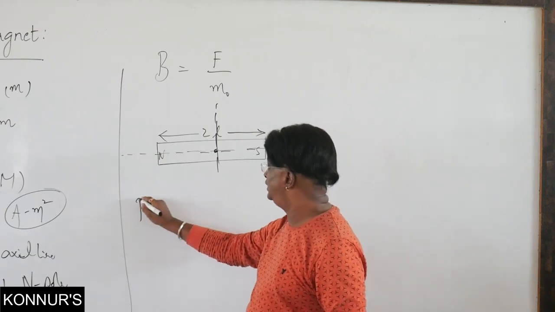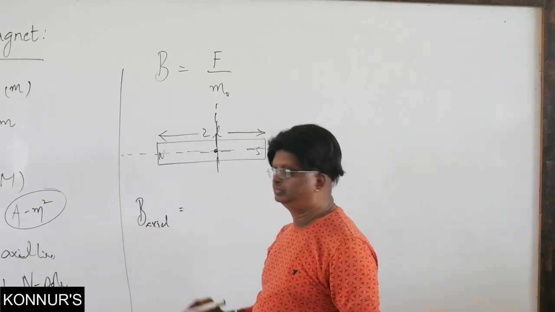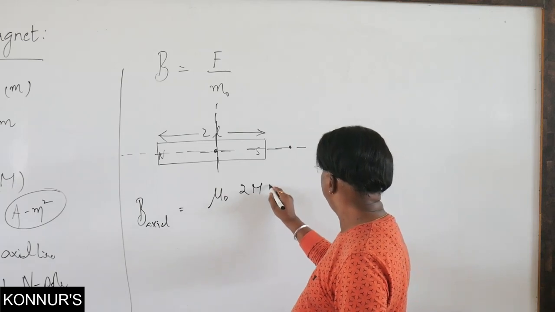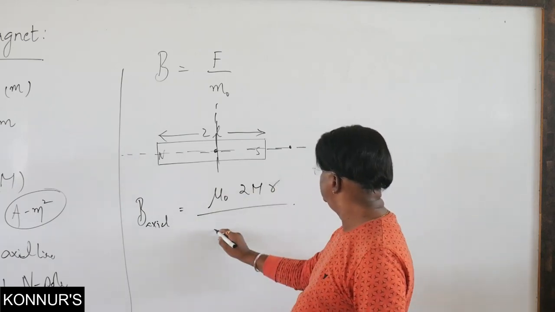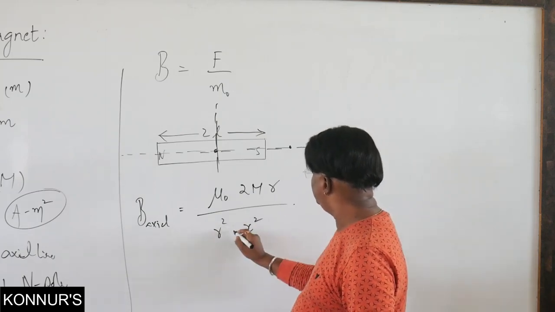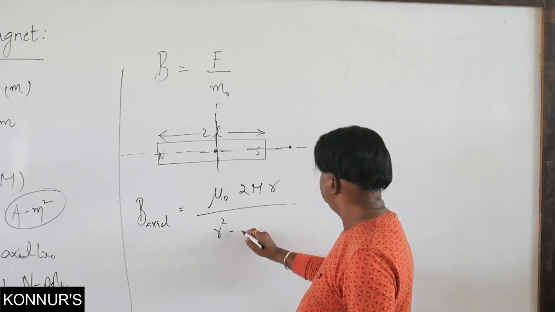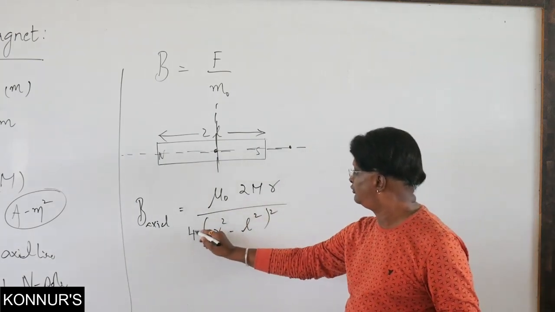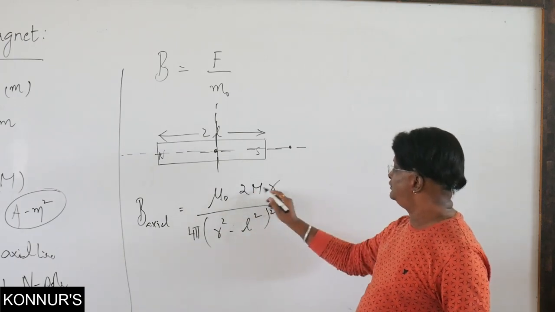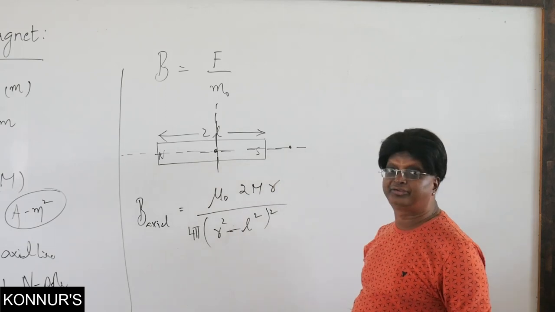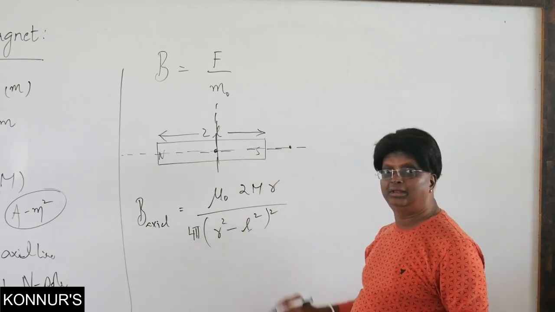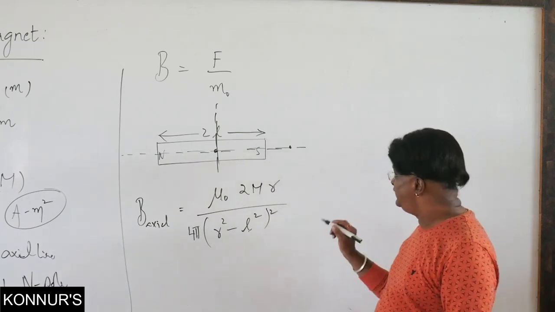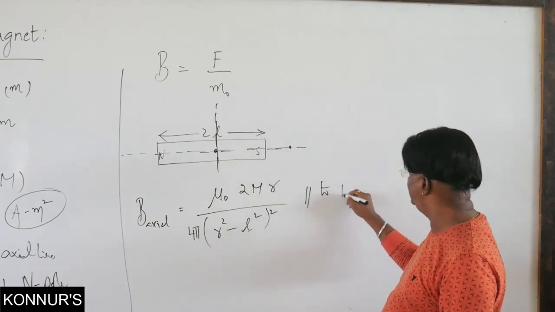Now the useful expressions are B axial is equal to mu naught by 4 pi, 2 M r by (r square minus l square) whole square is the expression that we get. Mu naught, of course, the 4 pi term is there. Small r is the distance of the axial point from the center. And here you see, when you see this L, L is not the length of the magnet, but it is the half length of the magnet because we have taken it as 2L. So this is it, and the direction is parallel to M.